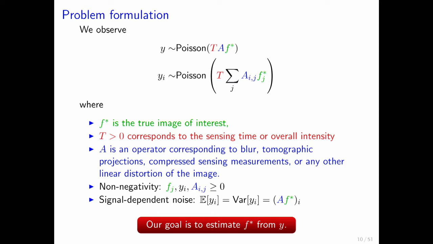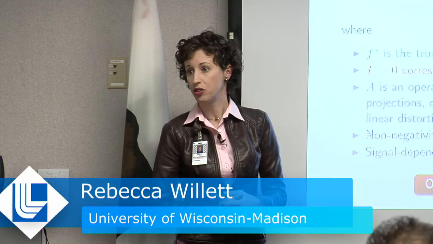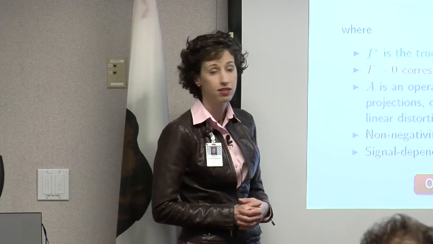And in addition, because we've got this Poisson noise, we might recall that the variance of a Poisson random variable is equal to its mean. And so the variance of all these different measurements are different and signal dependent and unknown. Okay, so this is going to make things more complicated when we try to infer f.